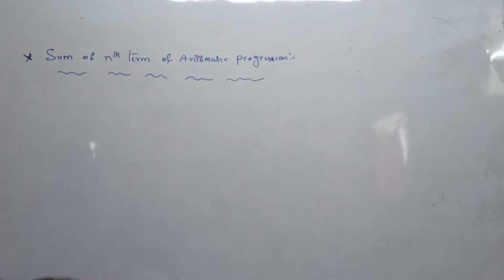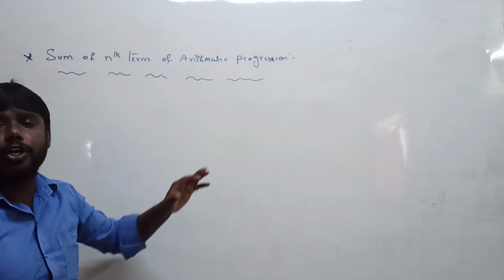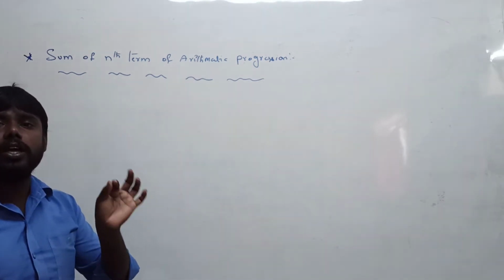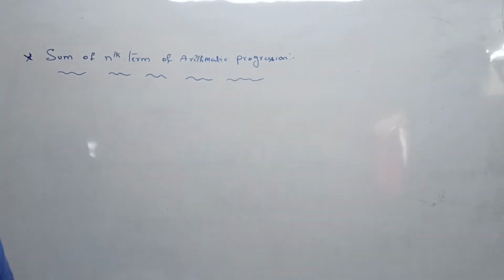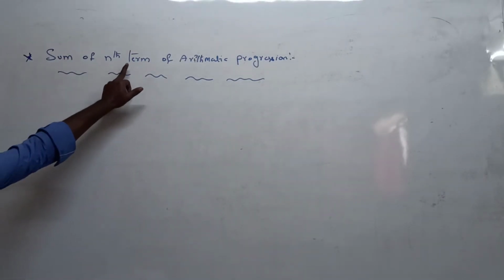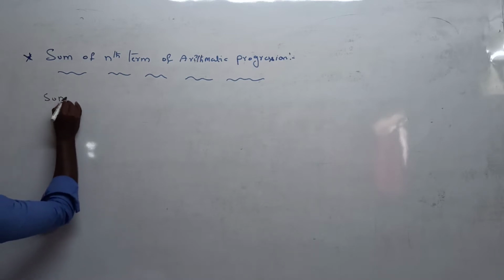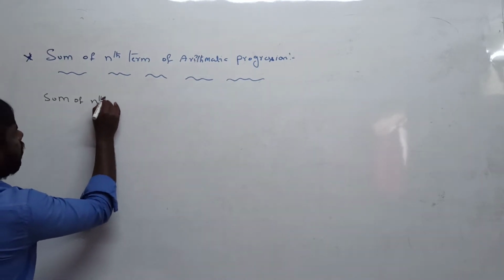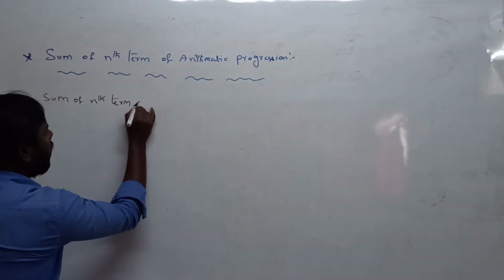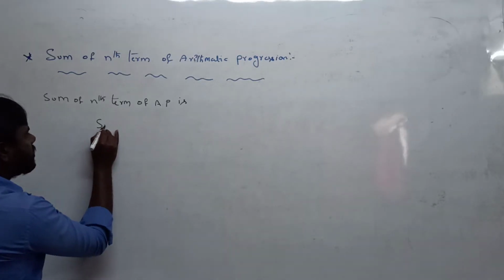Today we discuss the sum of n terms of an arithmetic progression. Before, we discussed only the nth term of the arithmetic progression. Today we discuss the sum of n terms. What is the formula for the sum of n terms of an arithmetic progression? The formula is denoted by Sn.